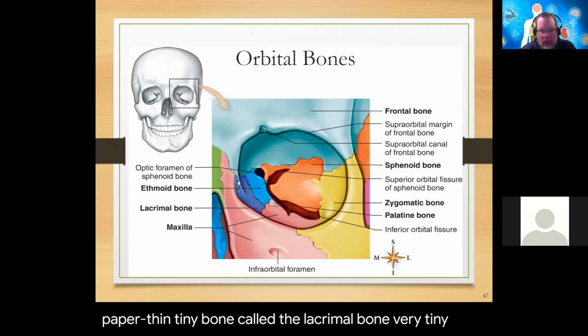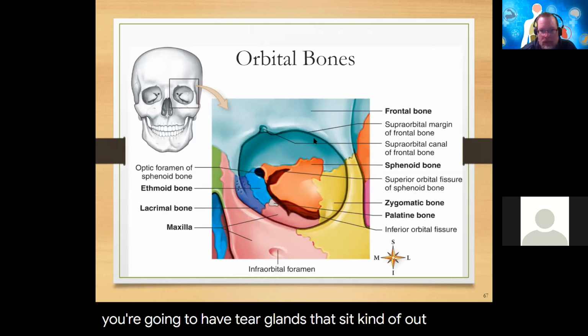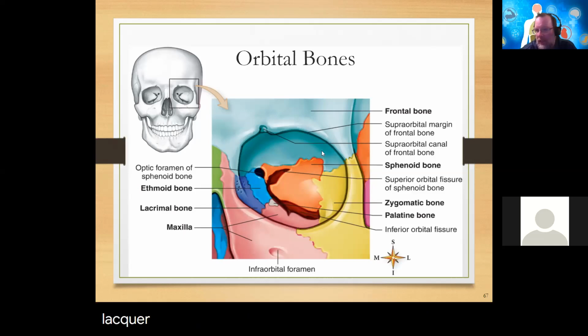Very tiny bone. And this is basically the drainage system. It's going to have little perforations or holes where the tear ducts drain. You're going to have tear glands that sit out here in this soft tissue area. And the tear glands, or lacrimal glands, look a lot like a shower head. It keeps the eye lubricated. And then we have the shower drain associated with the lacrimal bone.